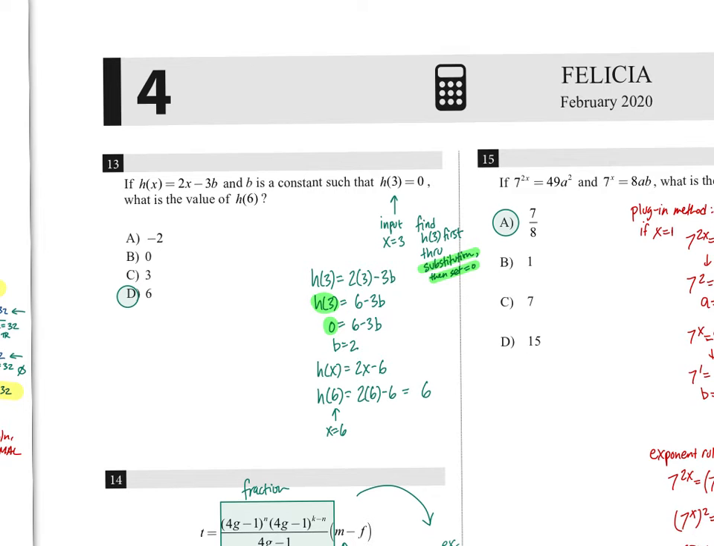So now we know what b is, all right? So we know that h of x in an easier to understand form would just be equal to 2x minus 6. So now we can find the value of h of 6. Again, the value inside the parenthesis represents the input, or the x value. In this case here, x equals 6. And if we do the math on the right-hand side, we get a final answer of 6.